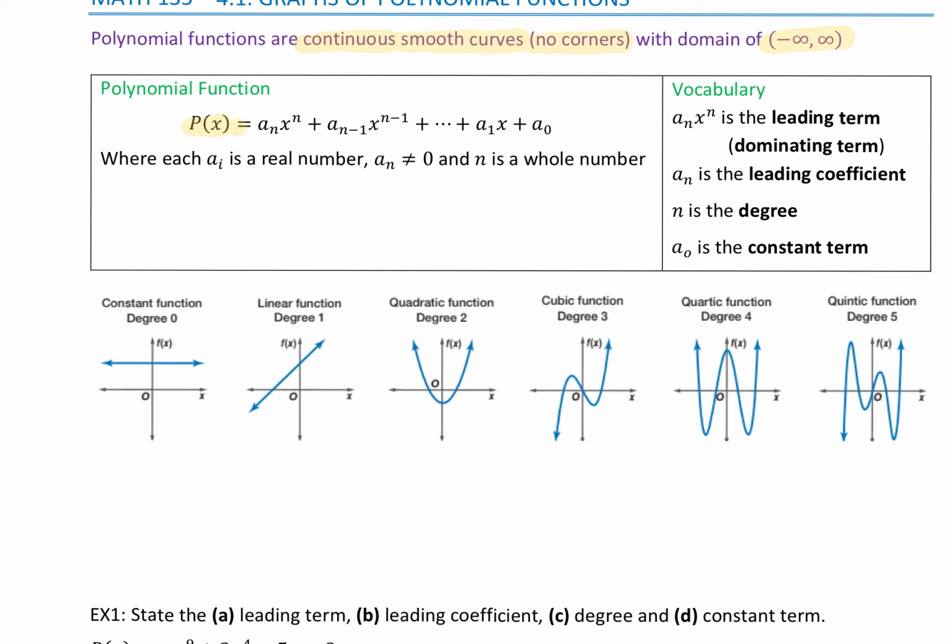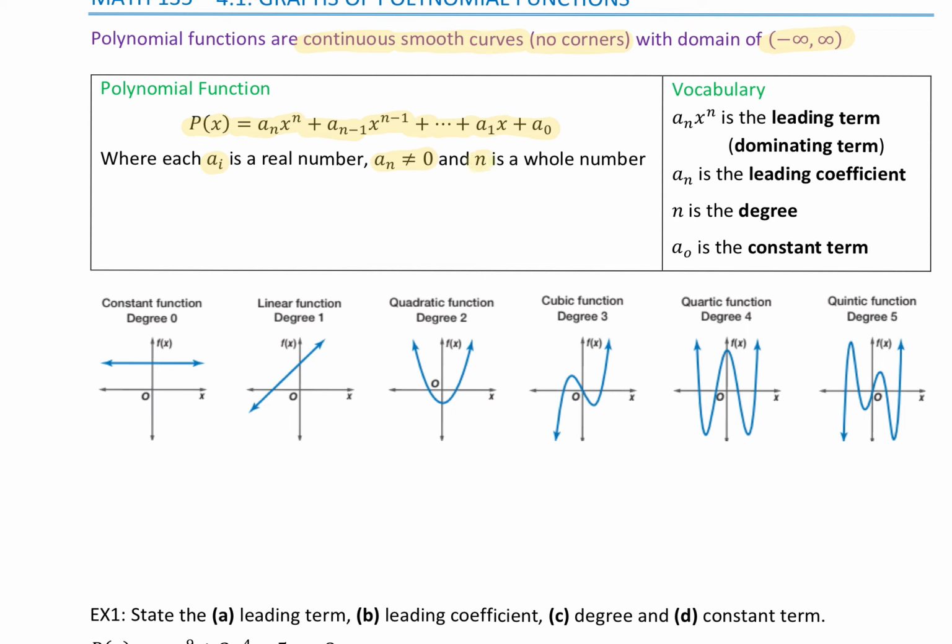This reads p of x is equal to a sub n times x to the n plus a sub n minus 1 times x to the n minus 1 plus continues on to a sub 1 times x plus a sub 0. So what does that mean? Well, each of these a values is a real number. It's just the coefficient on the x. And the condition is that that first one can't be 0.